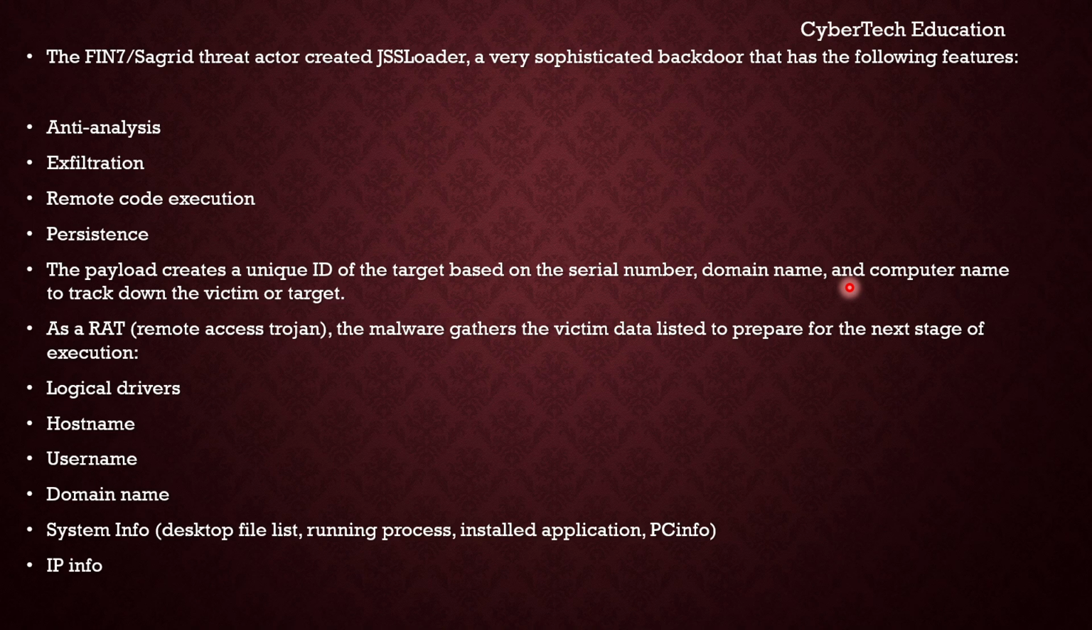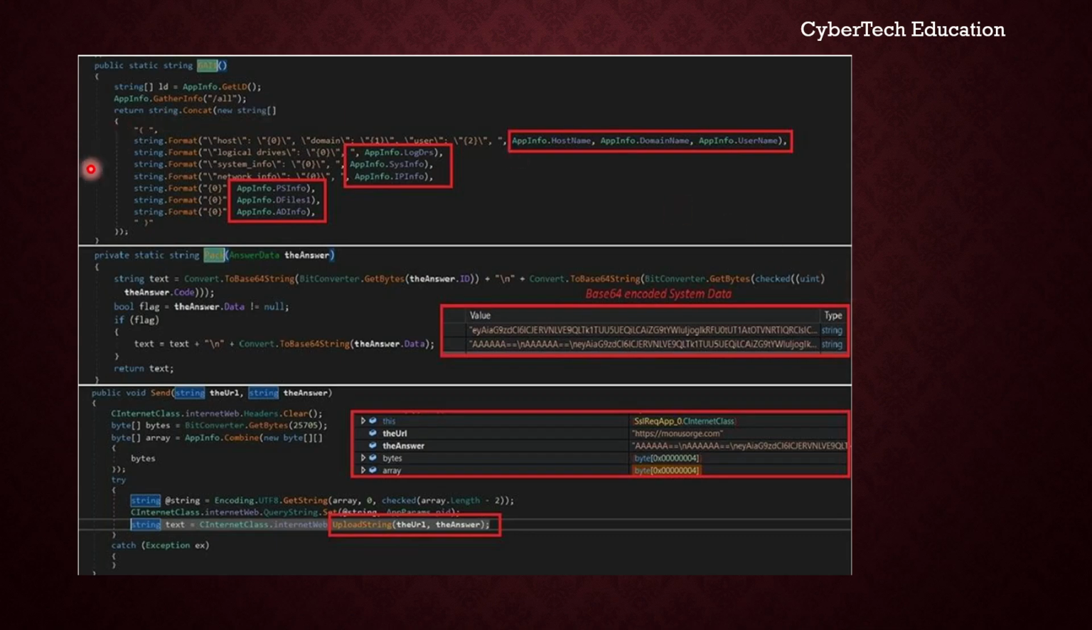Basically, as a remote access trojan, the malware gathers the victim's data to prepare for the next stage of execution, including logical drives, host names, user names, domain names, system info like desktop file lists, running processes, installed applications, PC info, and IP info. This is how the exact code looks when it runs with pack, send, and then get.